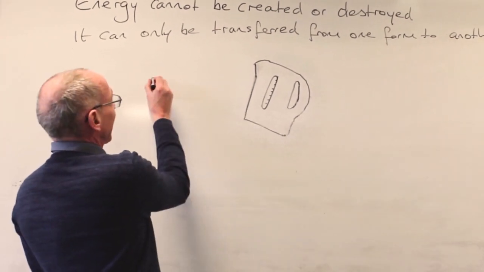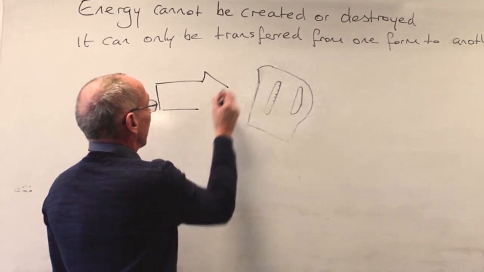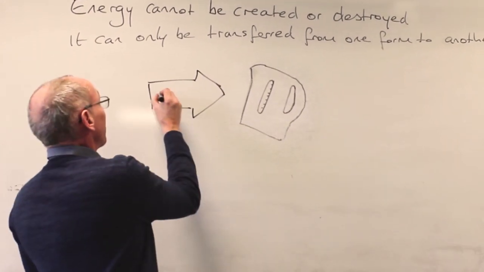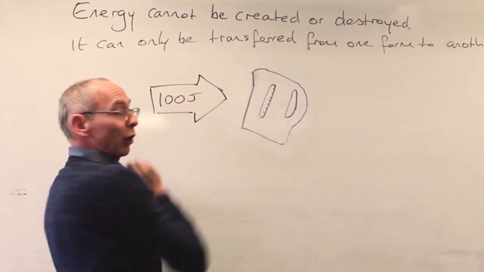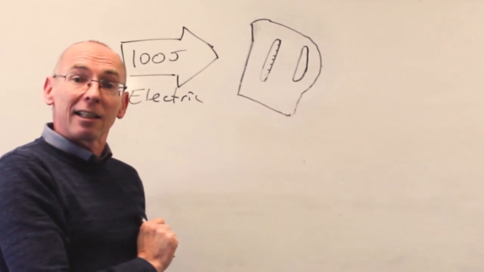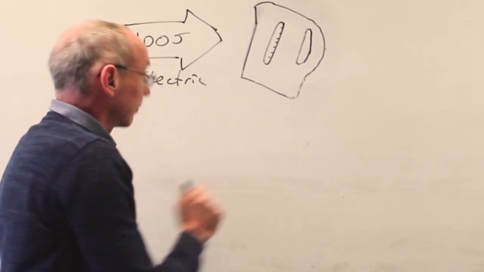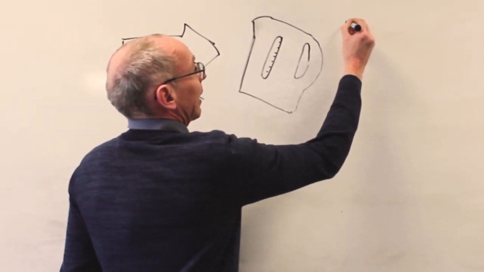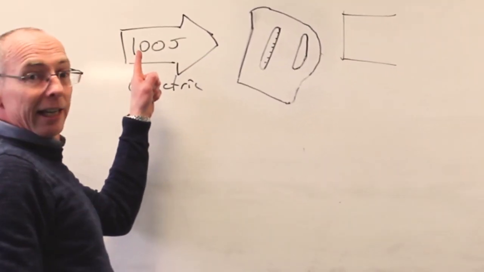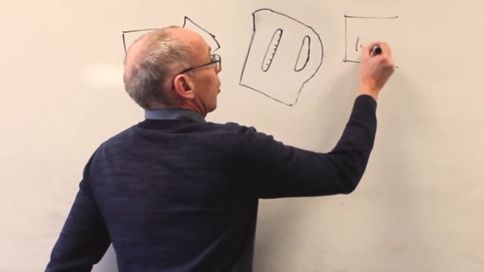So, here we have the energy that went in to the kettle, and that was electrical energy. There might be 100 joules of electrical energy that went in. And out of the kettle, we of course had 100 joules in, 100 joules came out.